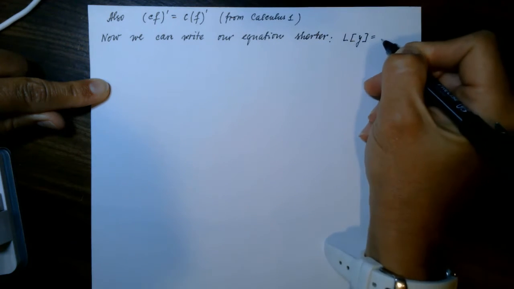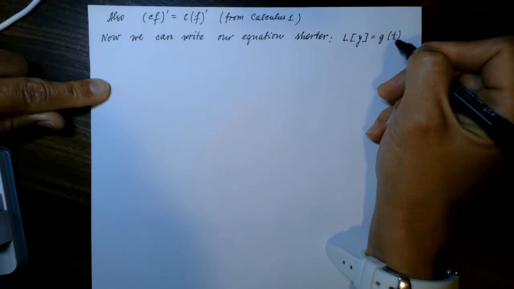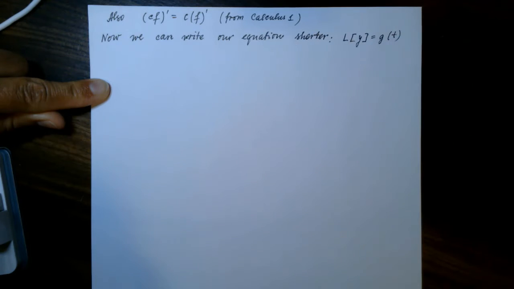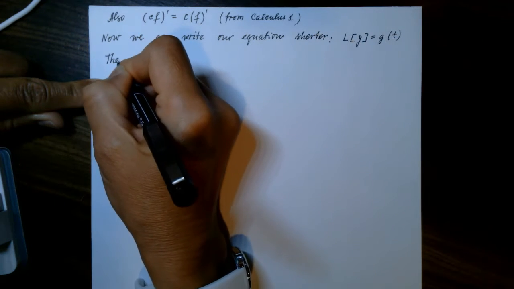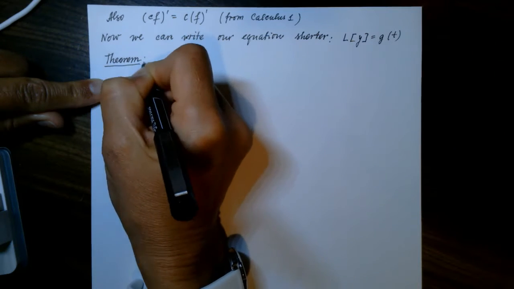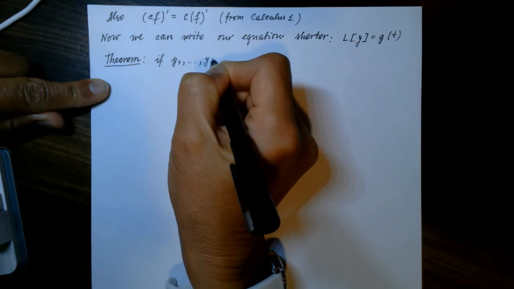Instead of writing down a bunch of derivatives multiplied by coefficients equal g of t, we're just going to write down linear operator L of y equals g of t, which is nice, right? Well, we're going to move it to a theorem.